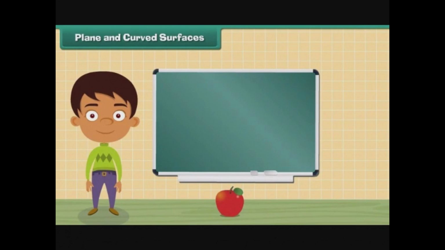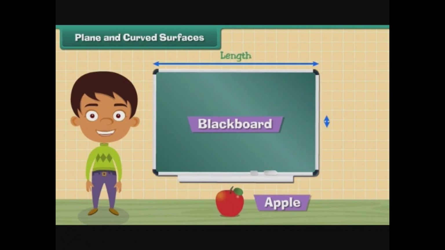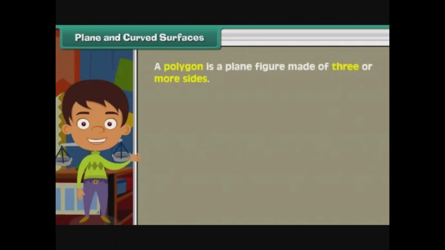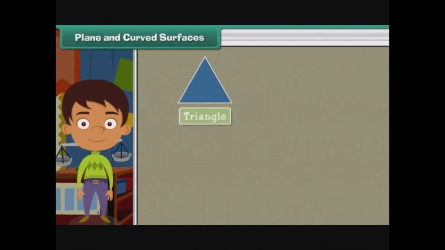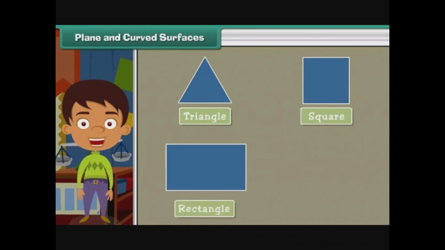Plane and curved surfaces. Look at these two objects, a blackboard and an apple. A blackboard's plane surfaces are its surfaces which have length and breadth. When you touch the surface of an apple, its surface is not straight. This is a curved surface. A polygon is a plane figure made of 3 or more sides. Various types of polygons are triangle, square, rectangle, and pentagon.